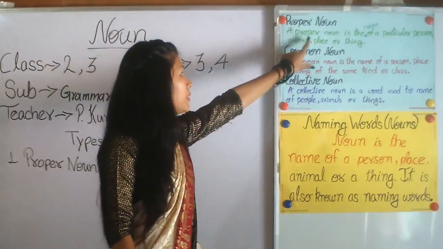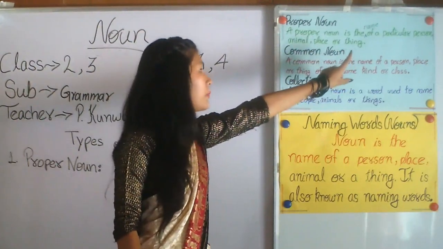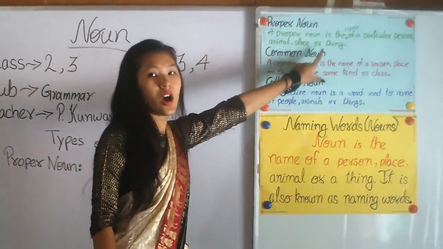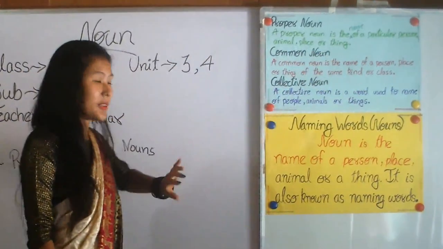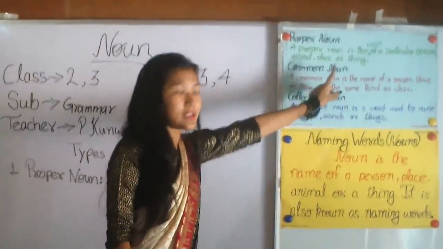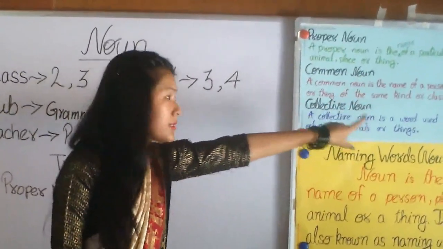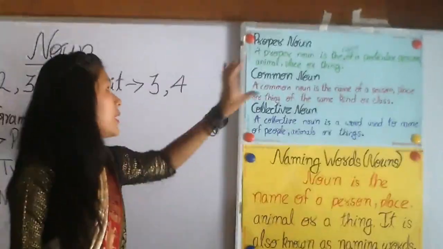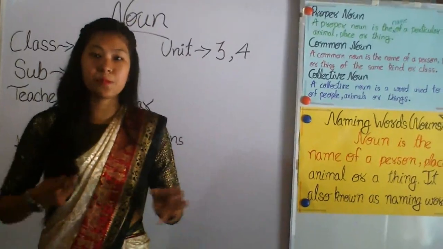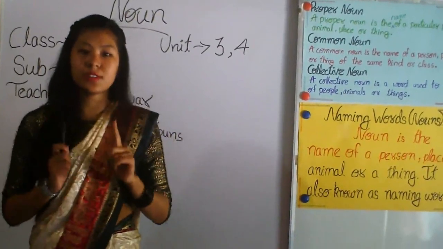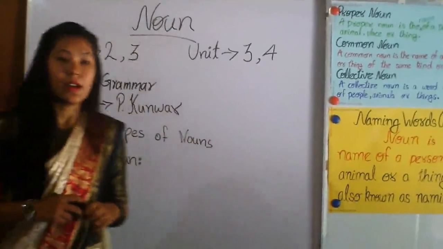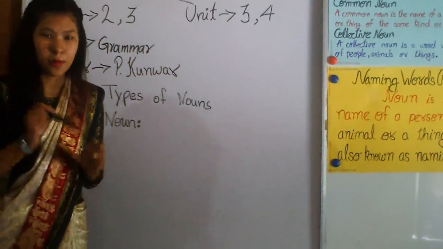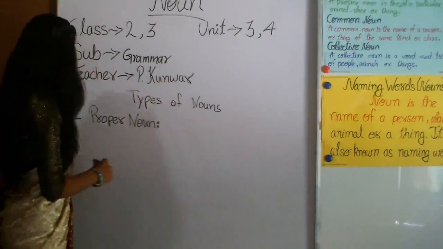A proper noun is the name of a particular person, animal, place, or thing. Once again, I repeat, a proper noun is the name of a particular person, animal, place, or thing. Proper noun is also known as special noun. And one important thing we have to remember is proper noun always begins with capital letter and ends with full stop.